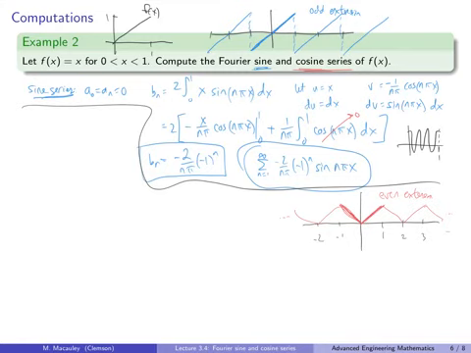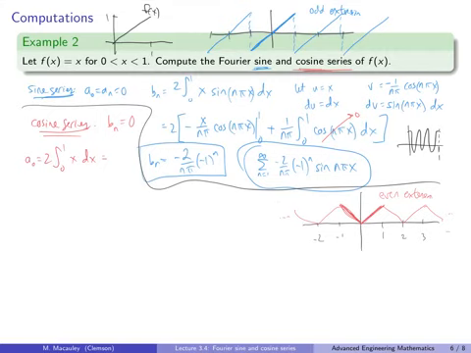Okay, so the cosine series, by definition bn is equal to 0 because this is an even function. Now a naught, well, a naught is by definition 2 over L times the integral from 0 to 1 of the function x dx. And what is that?